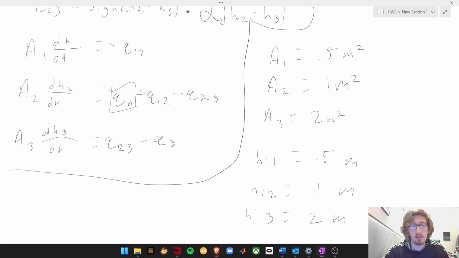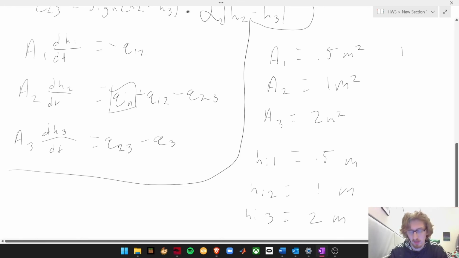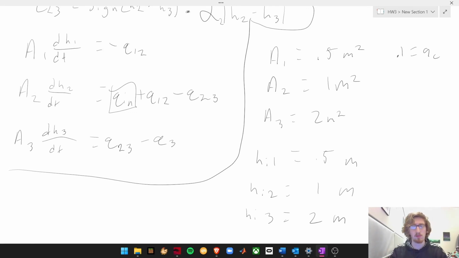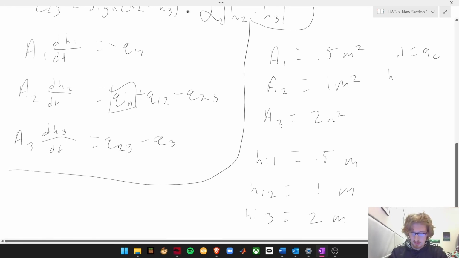And then our proportionality constants are going to be 0.1 for each of these tanks. And maybe in the code, we'll write it so that we can change the proportionality constant if we have a different proportionality constant between each of the tanks. But for now, we'll just leave it as 0.1, and we can change that later on. And then finally, our set point is going to be 4 meters.